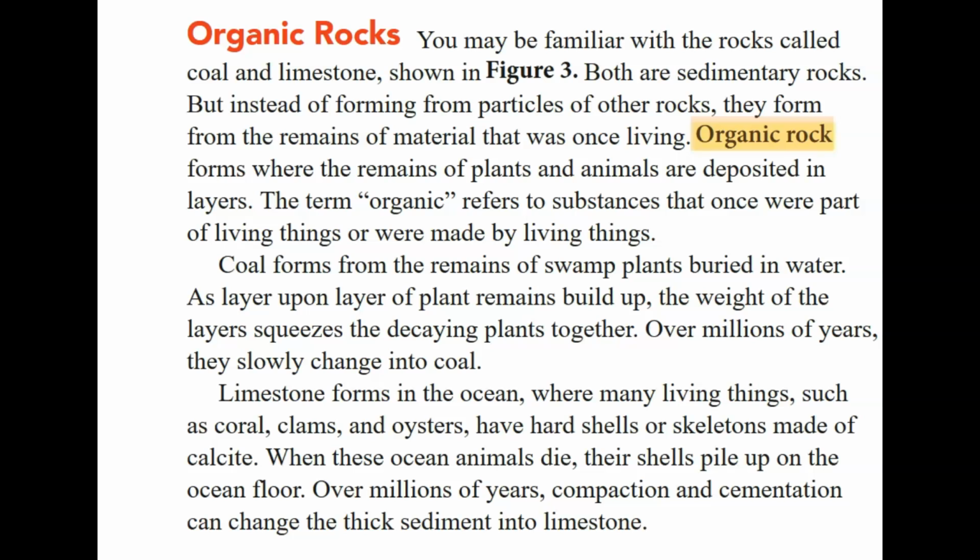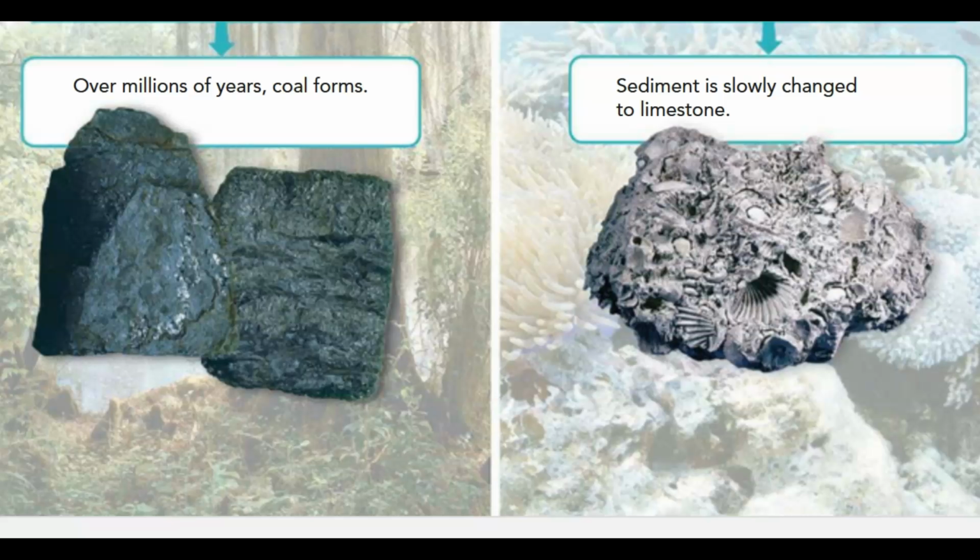And limestone forms in the ocean, where many living things such as coral, clams, and oysters have hard shells or skeletons made up of calcite. When these ocean animals die, their shells pile up on the ocean floor. Over millions of years, compaction and cementation can change the thick sediment into limestone. And then boom, so you can see what it is.